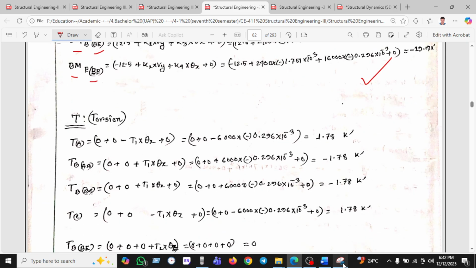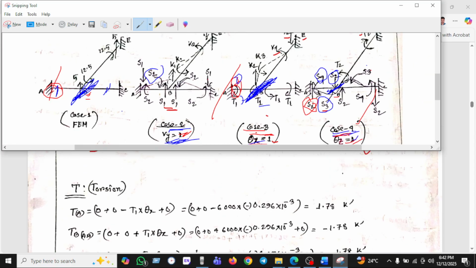How do we calculate the torsion? Here is the torsion. Okay, so how do we calculate the torsion? Torsion is nothing but, I will calculate the torsion. We can see torsion A. This is the torsion at point A. Just erasing all that value. Now we calculate the torsion at point A.